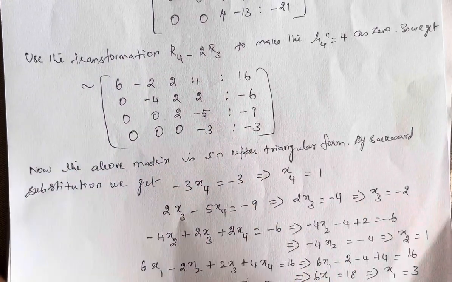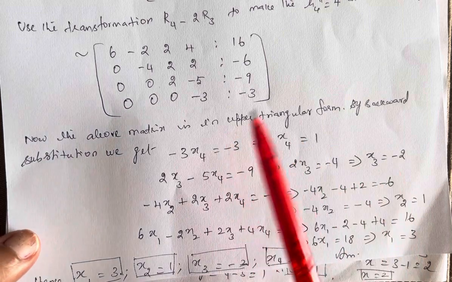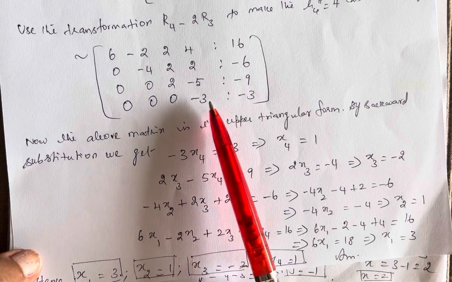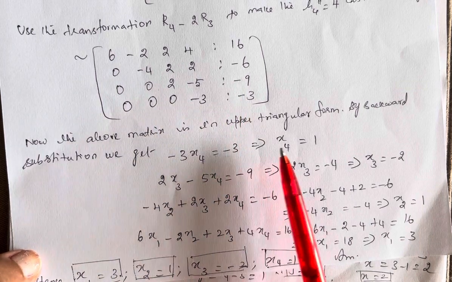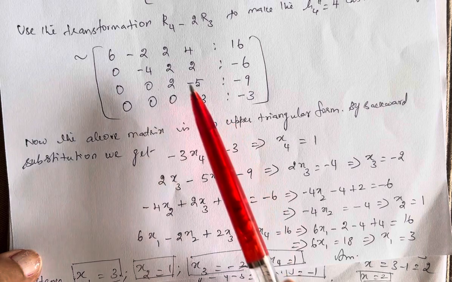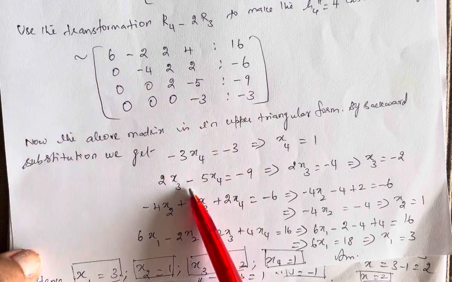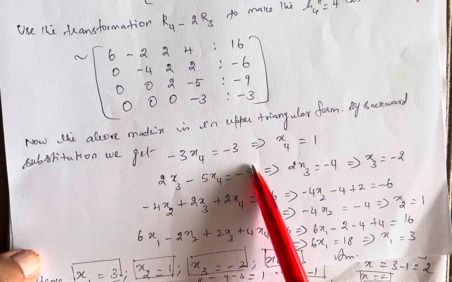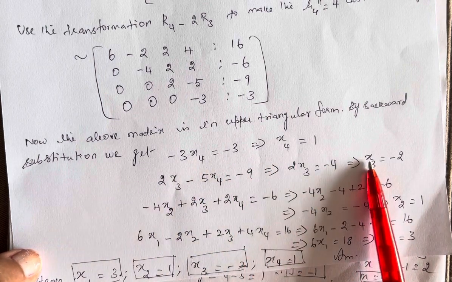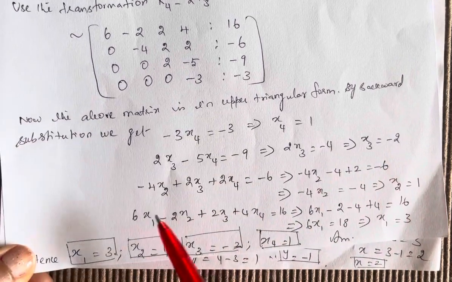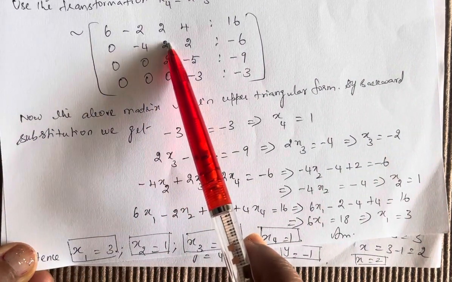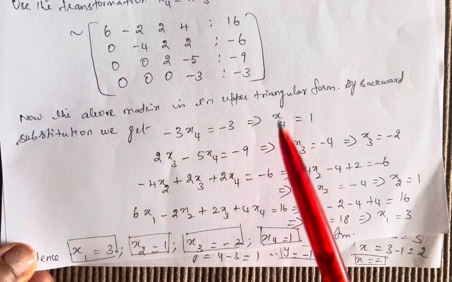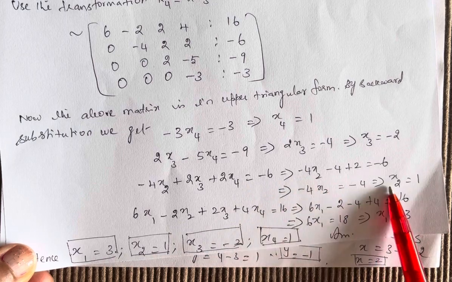Now let us use backward substitution. The equations you get out of this matrix: minus 3x4 is equal to minus 3, which implies x4 is equal to 1. The previous one is 2x3 minus 5x4 is equal to minus 9. Substituting x4 as 1, you will get x3 is equal to minus 2. The next equation is minus 4x2 plus 2x3 plus 2x4 is equal to minus 6. Substituting for x3 and x4, I get the value of x2 as 1.